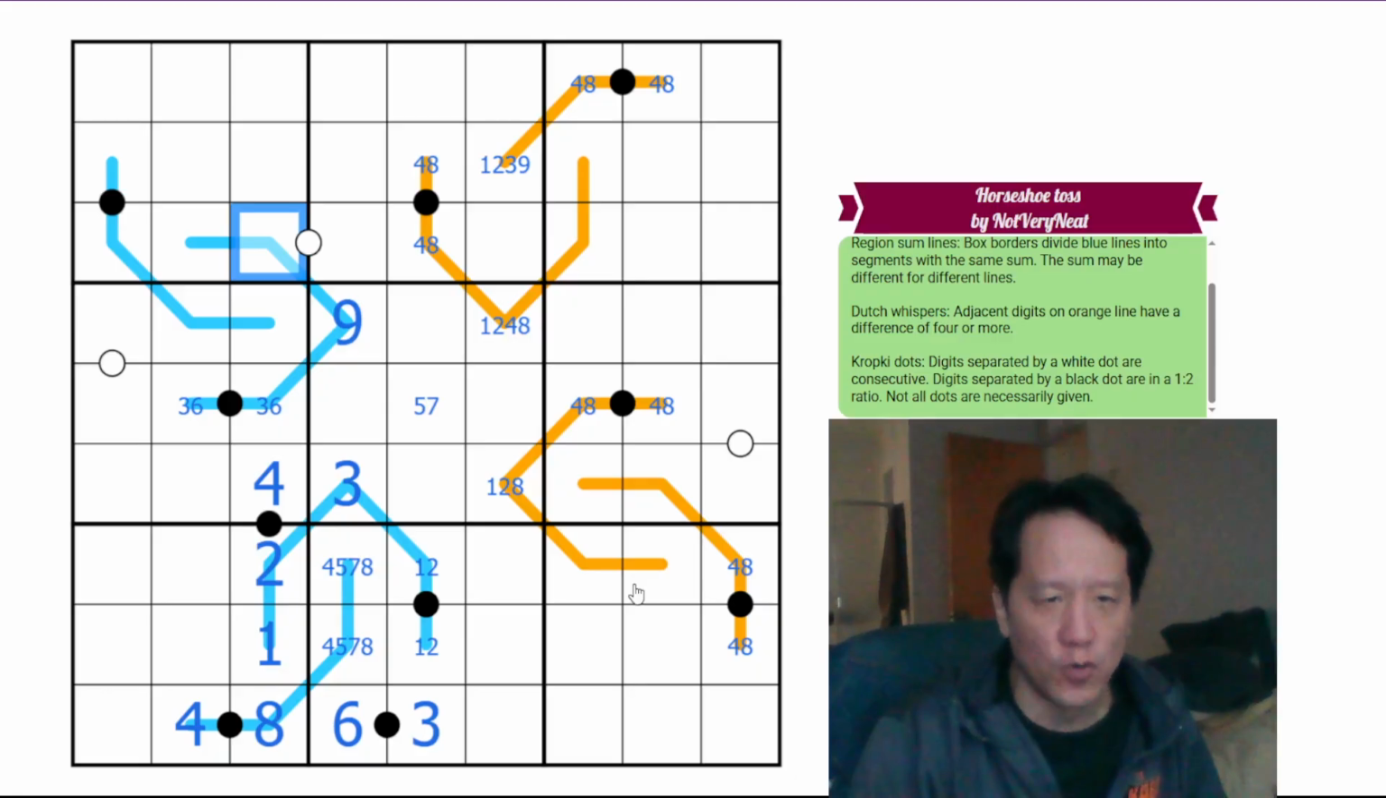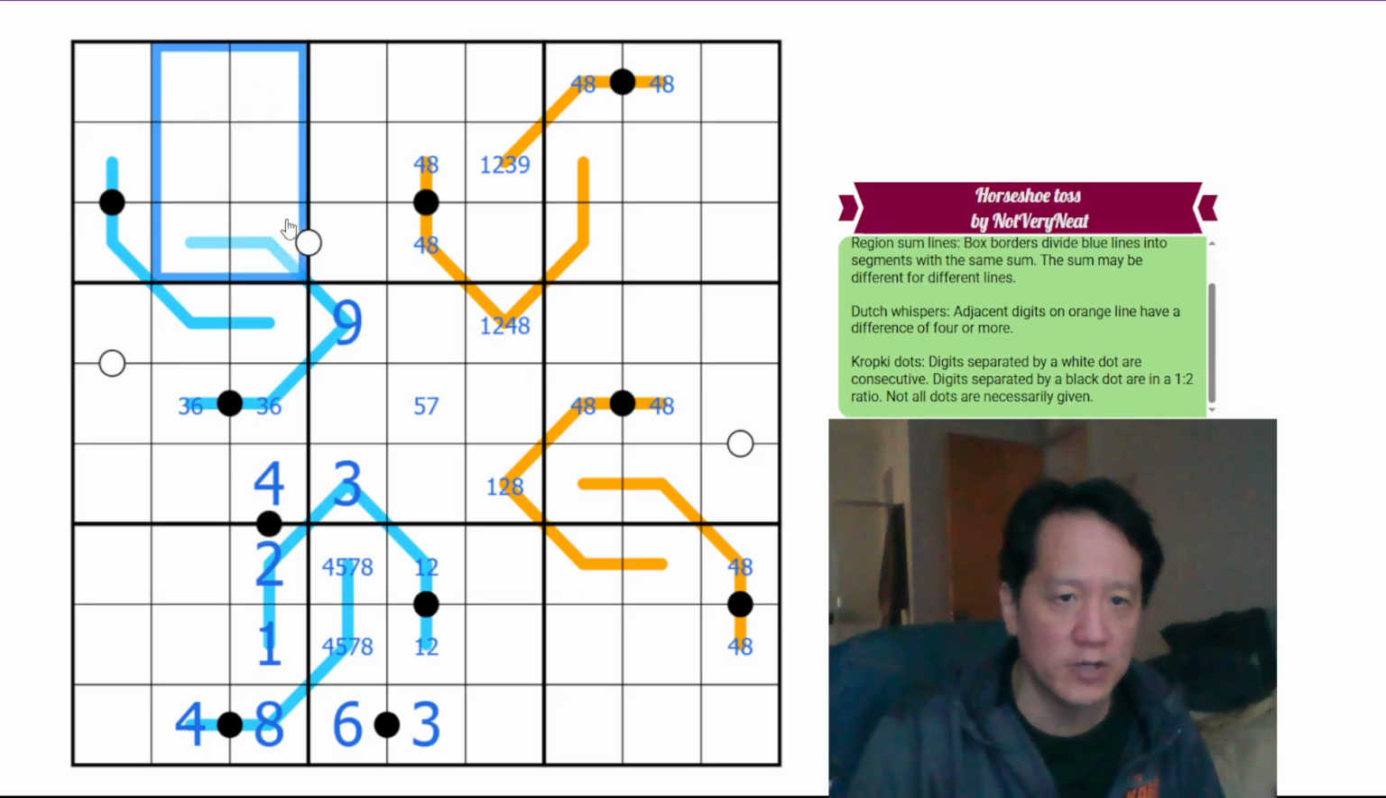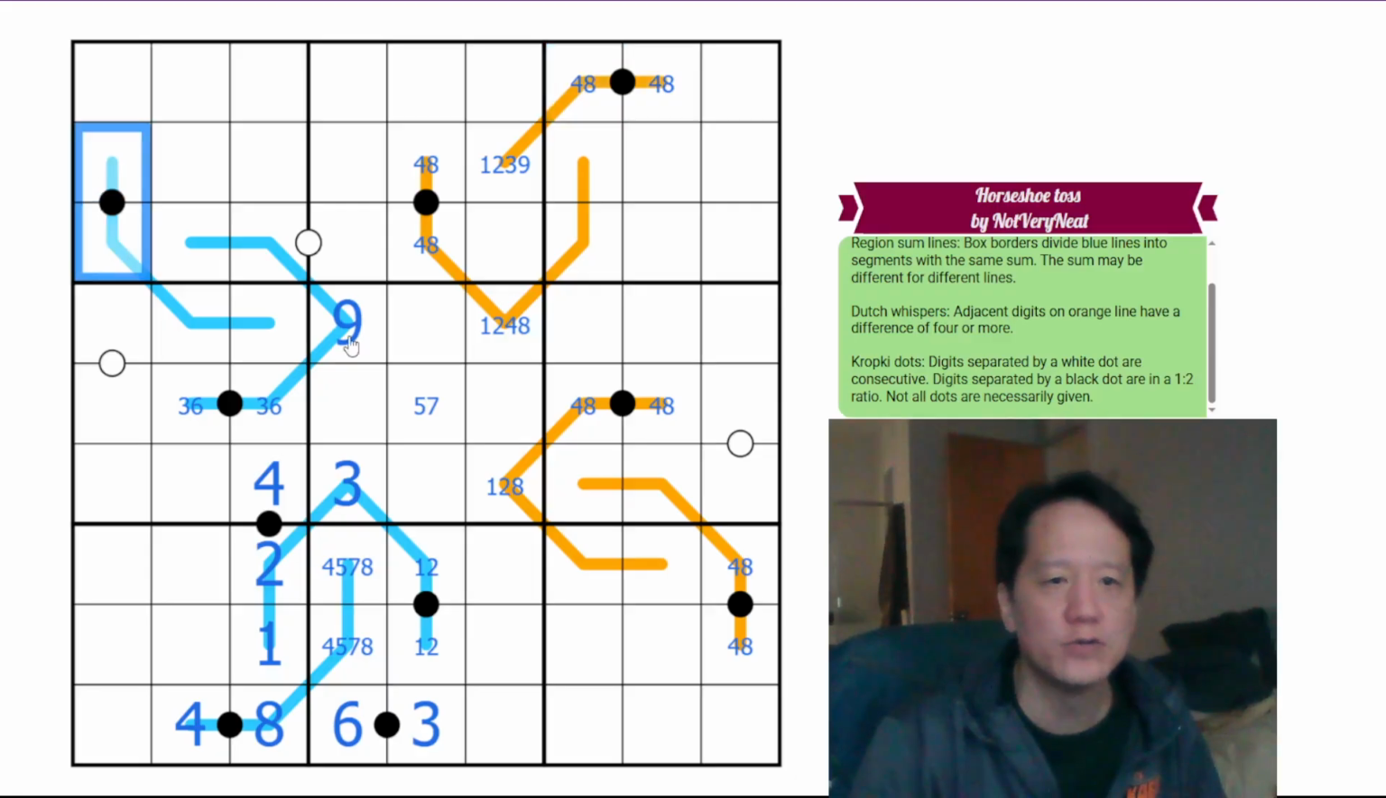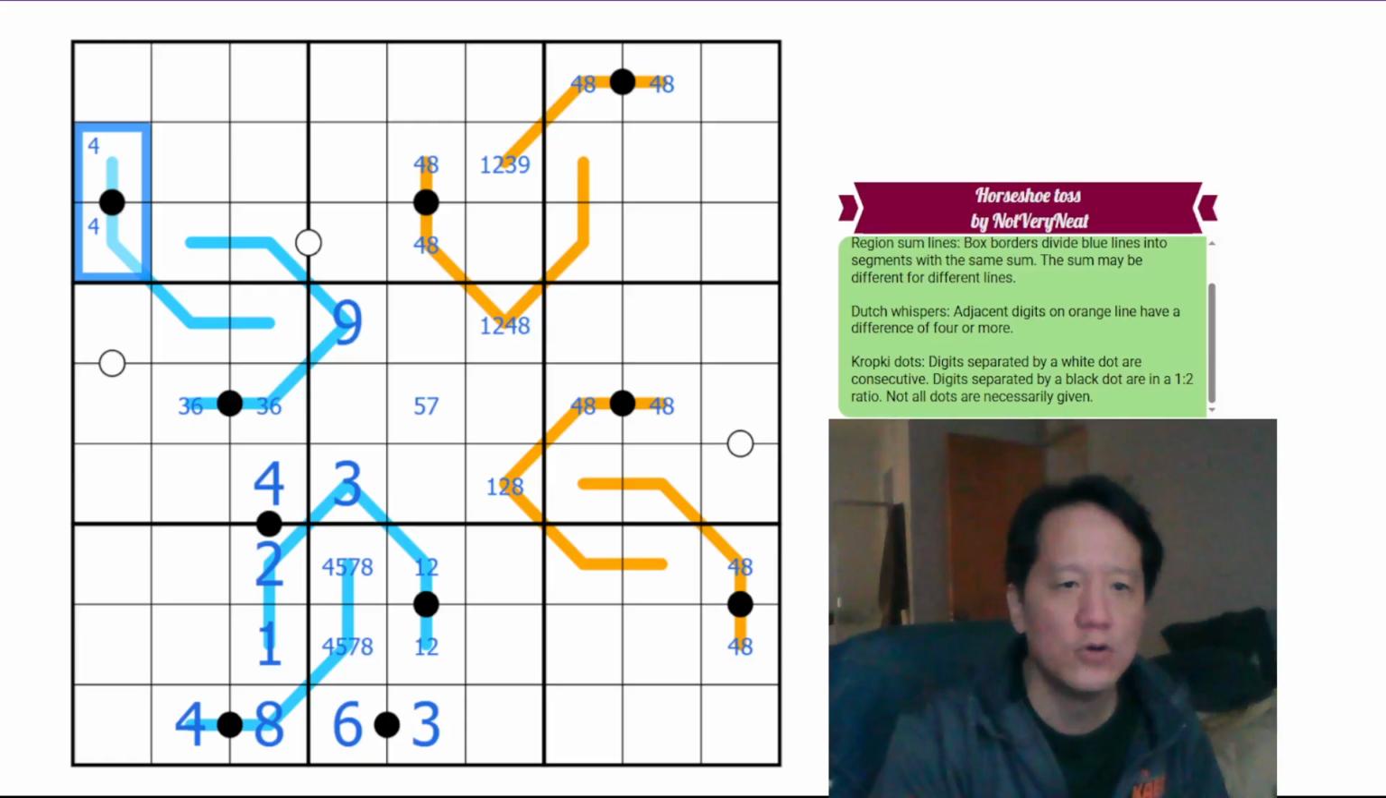Where is 4 in this upper left-hand box? Can't be here because of 4 in the column. Can't be here because of 4 in the column. Can't be here because of the 4, 8 pair in the row. So it must be one of these two. So this is either 4 with 2 or 4 with 8. We're not sure which.